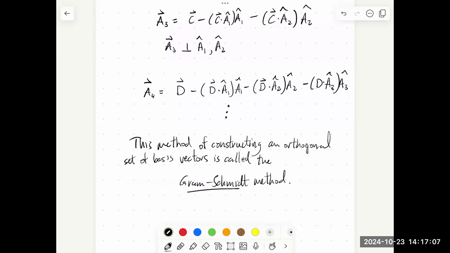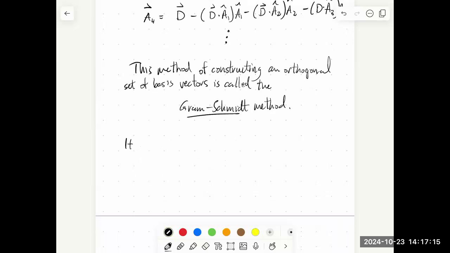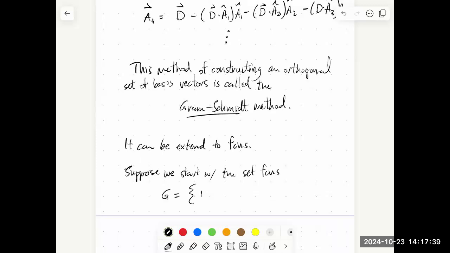And what we're going to do is extend this method to functions, not just our usual vectors. So here's the meat of what I wanted to get to. Suppose we start with the set of functions G, which is just all the powers of x, up to infinity. We know from, for example, Taylor series that I could basically write any function I want in terms of different powers of x as long as I pick the coefficients correctly. So this is certainly a basis set.